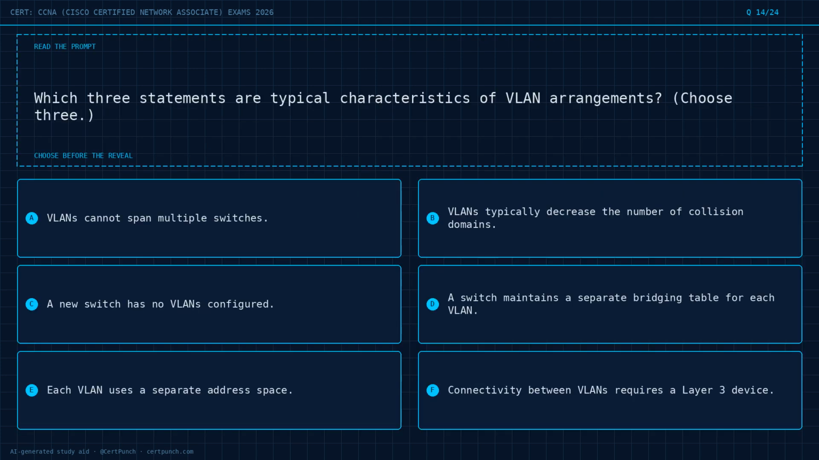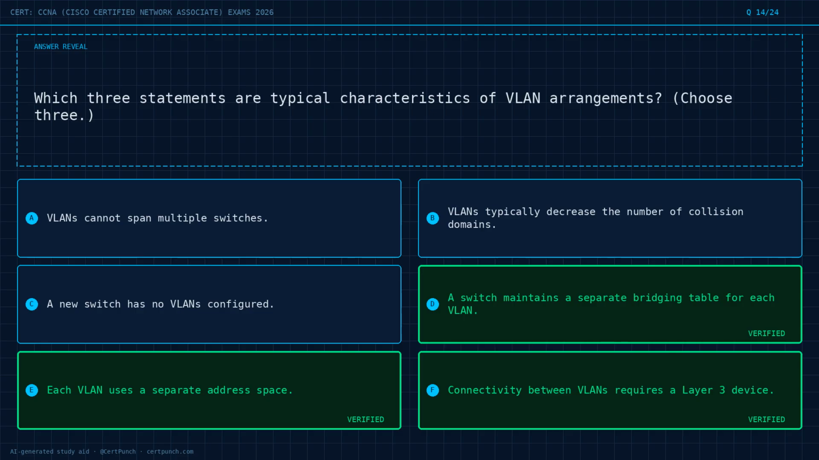Question 14 of 24. Which three statements are typical characteristics of VLAN arrangements? Choose three. Option A, VLANs cannot span multiple switches. Option B, VLANs typically decrease the number of collision domains. Option C, a new switch has no VLANs configured. Option D, a switch maintains a separate bridging table for each VLAN. Option E, each VLAN uses a separate address space. Option F, connectivity between VLANs requires a Layer 3 device. Lock in your pick before the reveal. Trust the read.